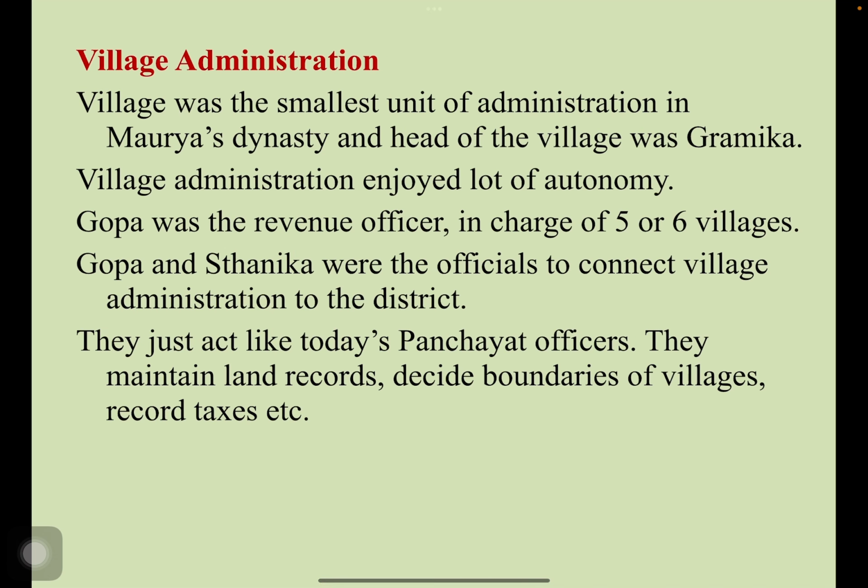Village Administration. Village was the smallest unit of administration in Maurya's dynasty. Head of the village was Gramika. Village administration enjoyed a lot of autonomy. Gopa was the revenue officer in charge of 5 or 6 villages.